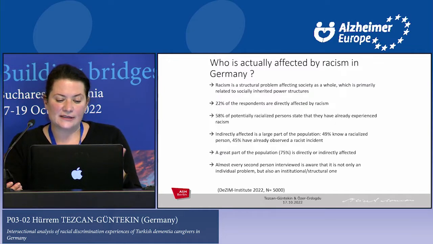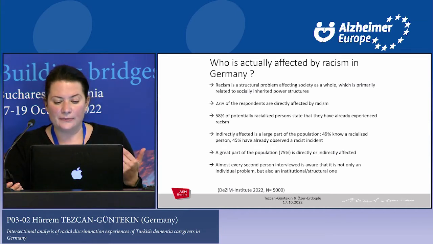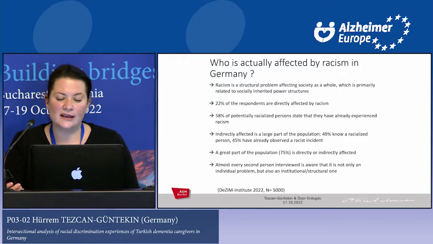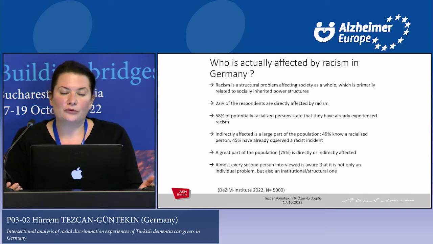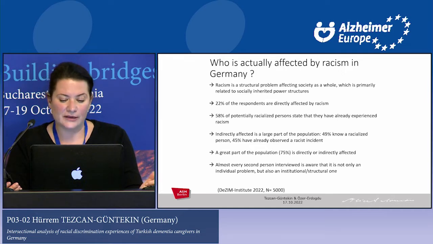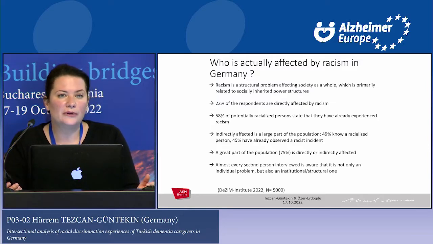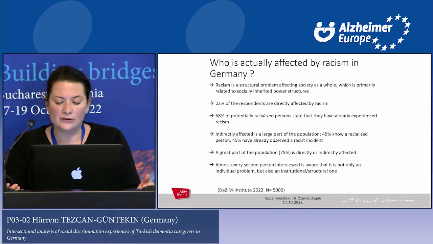And this study asked for indirectly affected people also. And there are 49% who know a racialized person, and 45% have already observed a racist incident. And so a great part of the population, with 75%, is directly or indirectly affected by racism. Almost every second person interviewed is aware that it is not only an individual problem, but also an institutional or structural one.